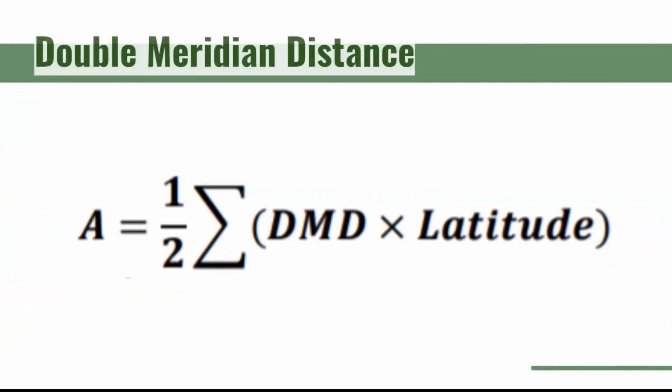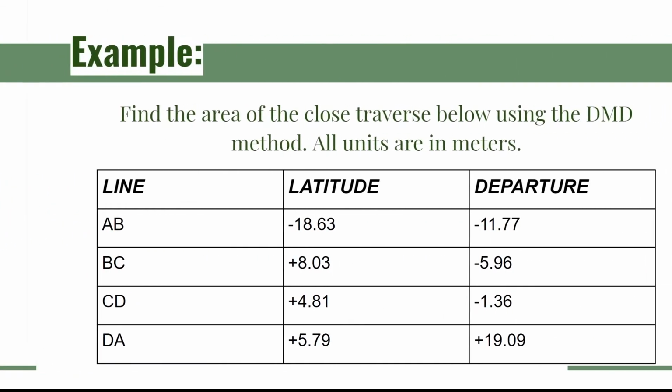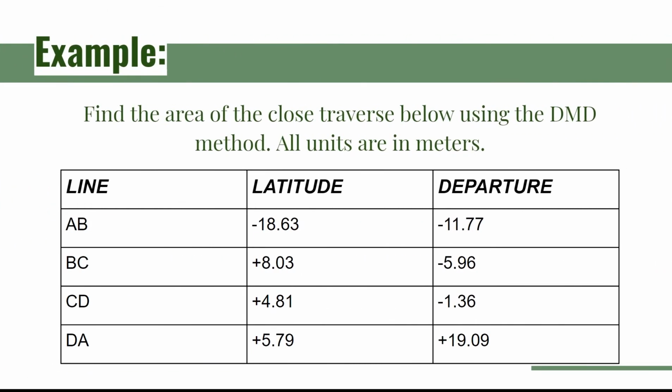So here is the formula in getting the area in the double meridian distance method. Area is equal to 1/2 the summation of the product of the double meridian distance and the latitude. To understand this method better, we will now discuss an example for the DMD method. The example states that we have to find the area of the closed traverse below using the DMD method. All units are in meters.